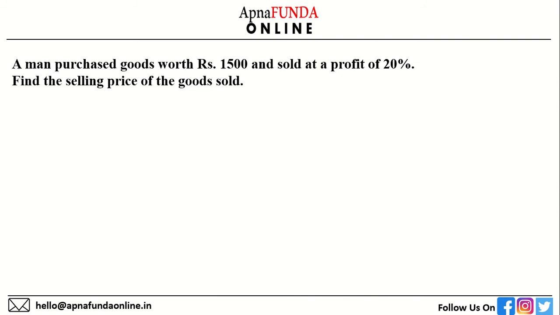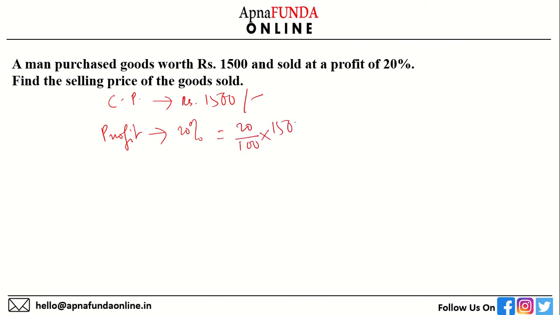Next question. A man purchased goods worth rupees 1500 and sold at a profit of 20%. Find the selling price of the goods sold. So cost price is rupees 1500. This time there is a profit of 20%, which is 20 by 100 into 1500. Profit or loss percent is calculated on the CP only. We have already explained this.